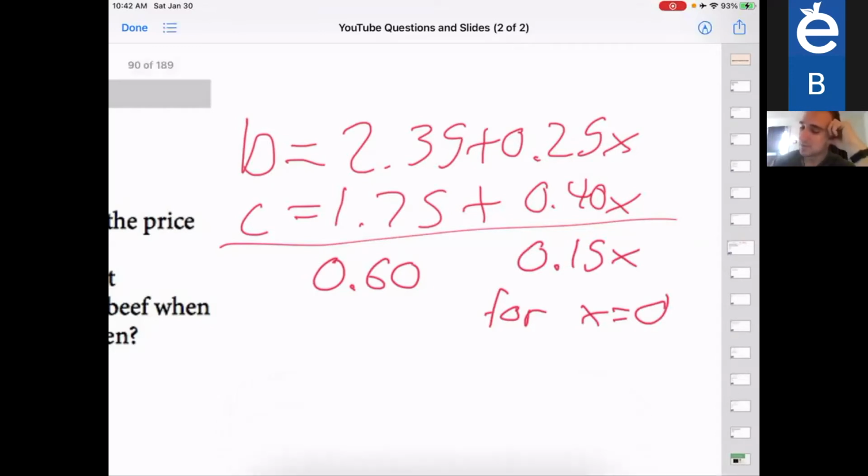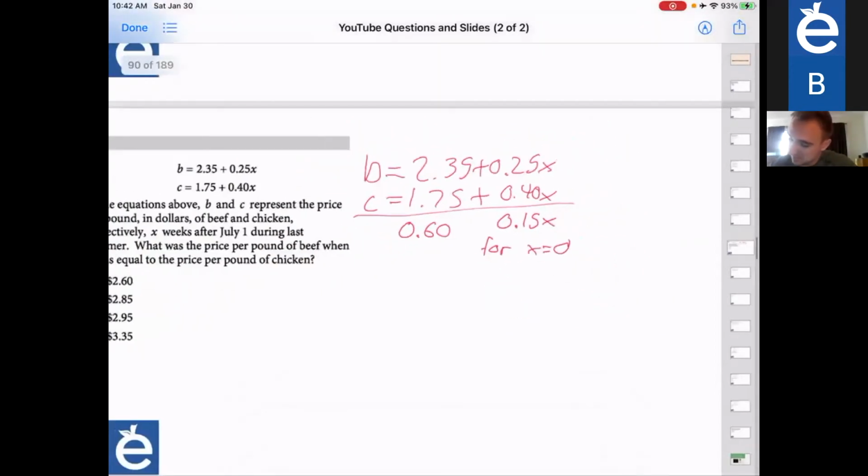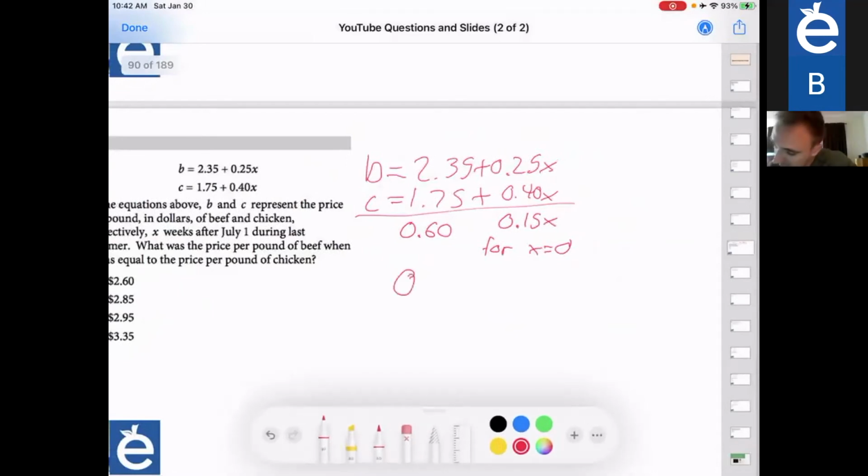So how many weeks would it take for these two to match? Well, how many weeks would it take for chicken, its price increasing at this greater rate, to catch up to 60? Well, we can just divide 0.60, set that equal to 0.15x.